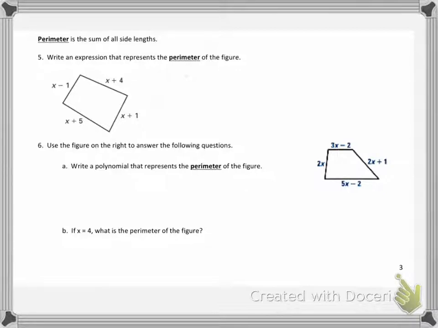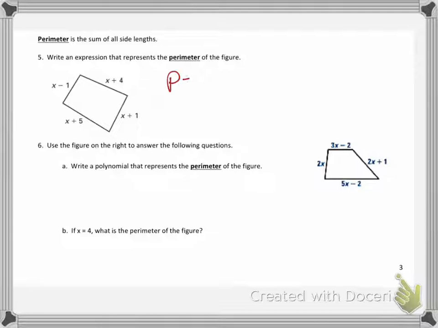But all perimeter is, is taking the sum of all side lengths. So if you're measuring on your own, you simply add up the numbers. In this case, we're just going to add up some expressions. So here I give you a four-sided figure, a quadrilateral. We're going to write an expression that represents the perimeter of the figure.